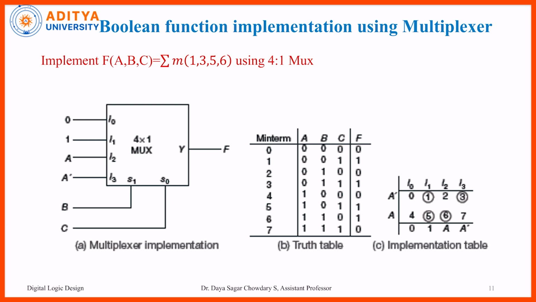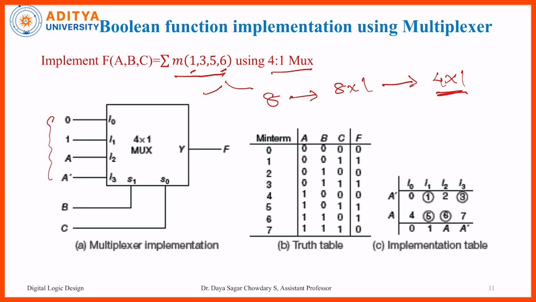Now if we have any equation, with a 4:1 multiplexer the construction is like this. Suppose the Boolean equation is f of a, b, c equals sigma m of 1, 3, 5, 6. This is the equation given, then it is simple. Again we have to represent it, because it goes up to 6, so definitely 8 inputs in total. We can construct an 8:1 multiplexer, and later it is converted into a 4:1 multiplexer. So this is what we have to do. The same procedure we follow for the 4:1 multiplexer.